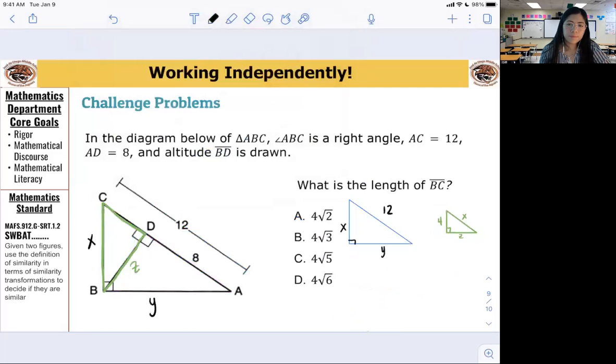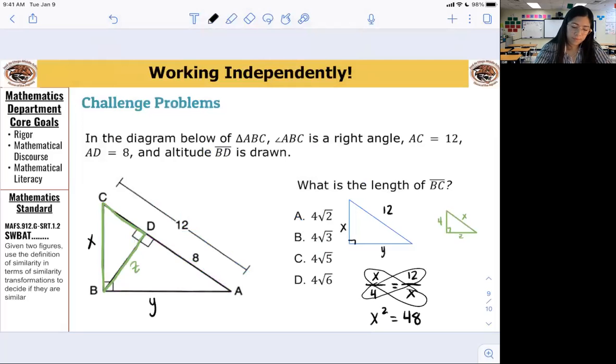It would be X over 4 equals 12 over X. And then when you cross multiply, what happens? X squared is equal to 4 times 12, which is 48. Now what do I do to both sides to get X on its own?